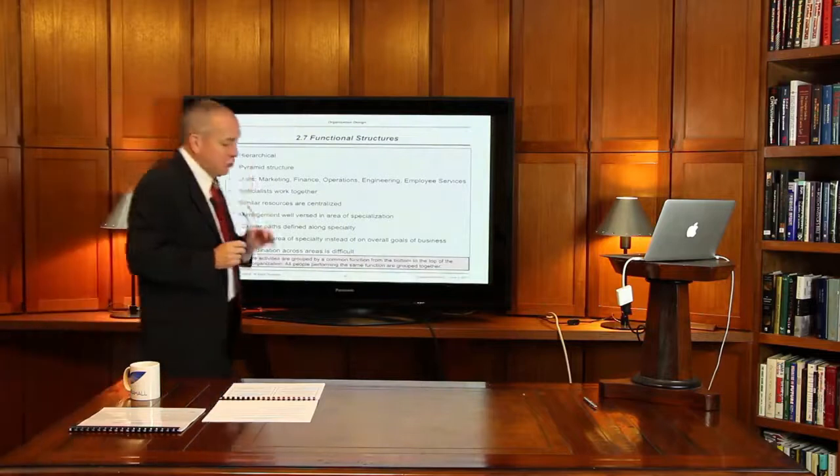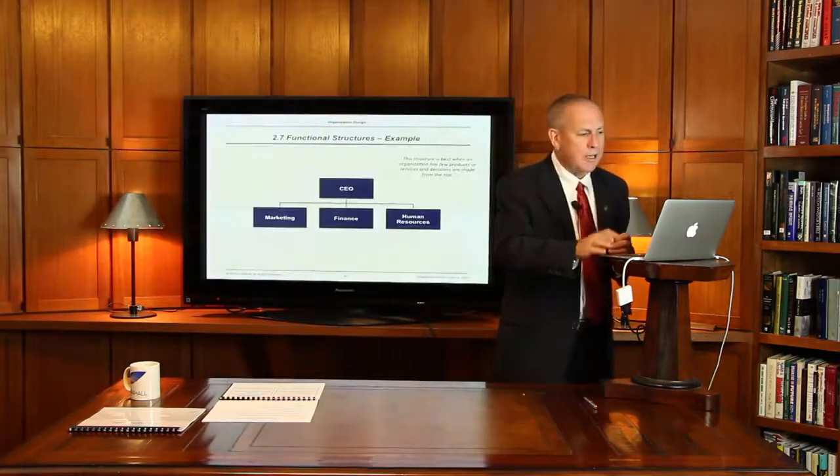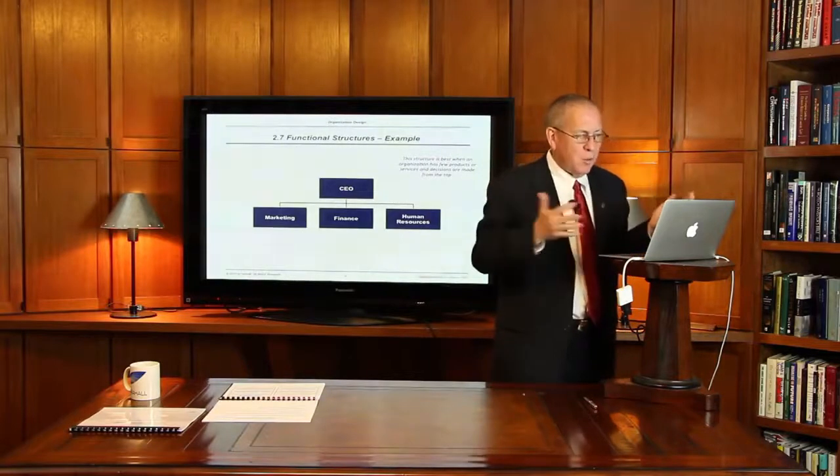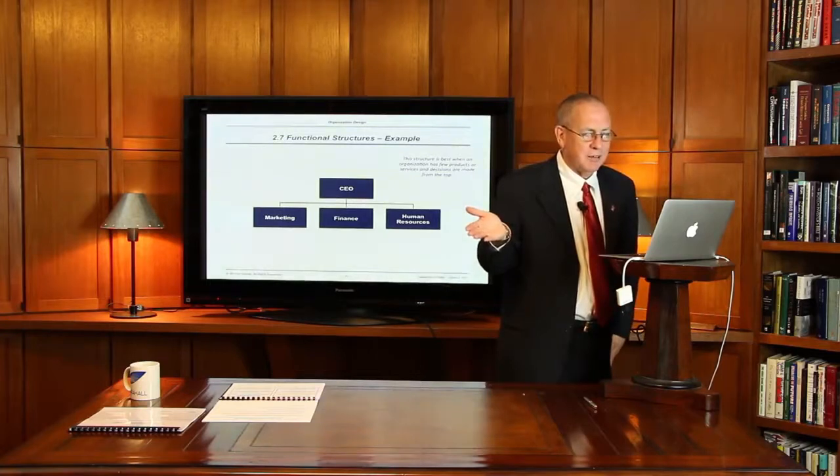So that's a functional structure. This is what a functional structure would look like. We have the CEO, and we have the different departments: marketing, finance, human resources, etc.